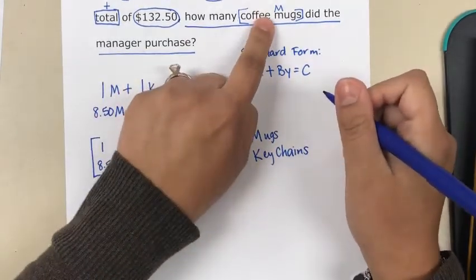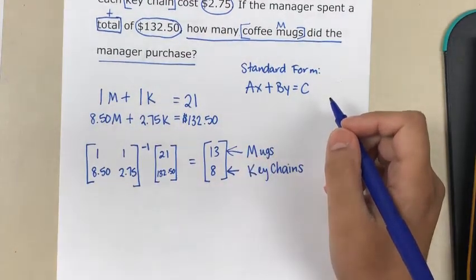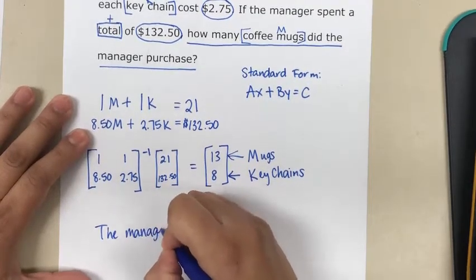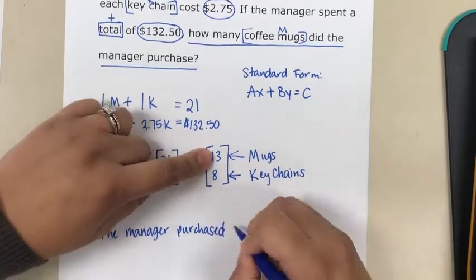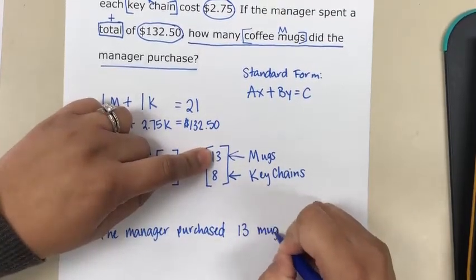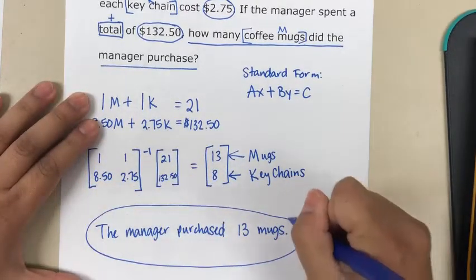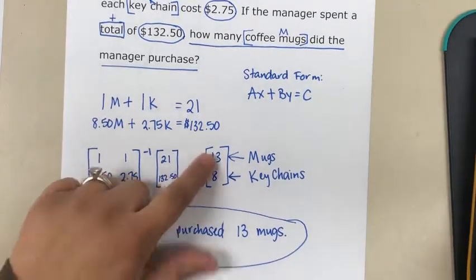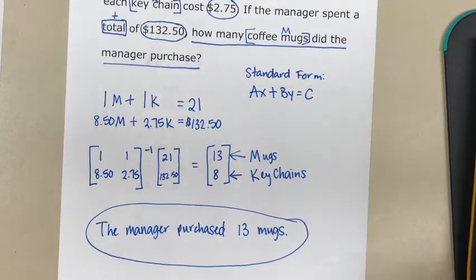Okay, but the question is specifically asking about your mugs. Well, how many mugs did the manager purchase? The manager purchased 13 mugs. This is your final answer. Notice how I wrote it in a sentence because I went back and answered the question. Okay, you can't just say it's 13, 8. You can't tell me it's 8. You have to tell me that he purchased 13. That's the final answer for question 12.